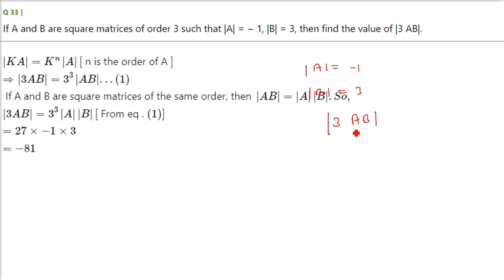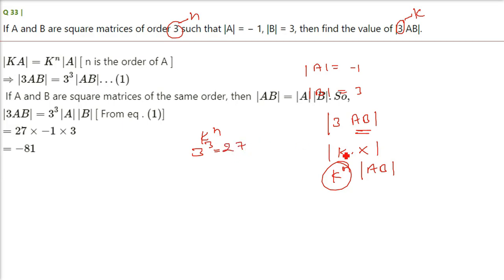See, first AB, let us assume that A multiplied by B is something, say X. So when you multiply this K with X and then you take the determinant, if K is a scalar, you can take it out and it will be raised to the power n, and then you have inside X, that is actually AB. So K raised to n, what is K here? It's 3. What is n? The order is 3. So this is 3 raised to the power 3. So it is 27.